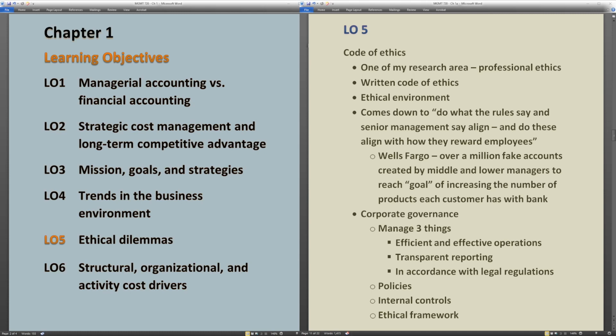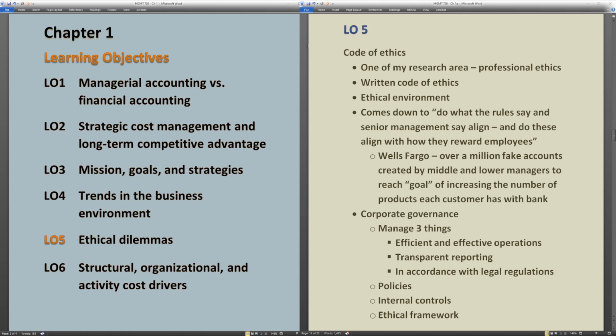Another topic is corporate governance. When we talk about governance, we're really talking about 3 things. Efficient management must be able to manage efficiently and effectively their operations. They must also be able to submit transparent reporting. In other words, the financial statements must be good, and they must be in keeping with any legal regulations. Certain industries have a lot of regulations. Think about the pharmaceutical industry, or the hospital industry, or banking regulations. So corporate governance is first and foremost these things: operations, financial reporting, and regulations.